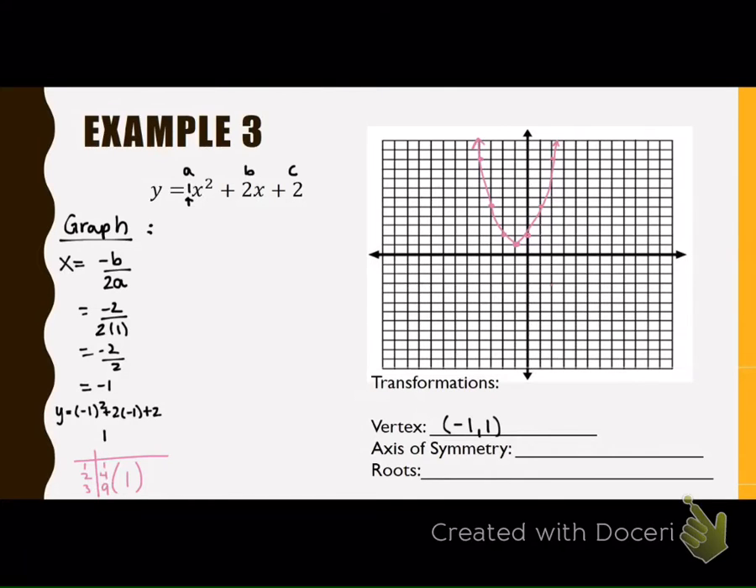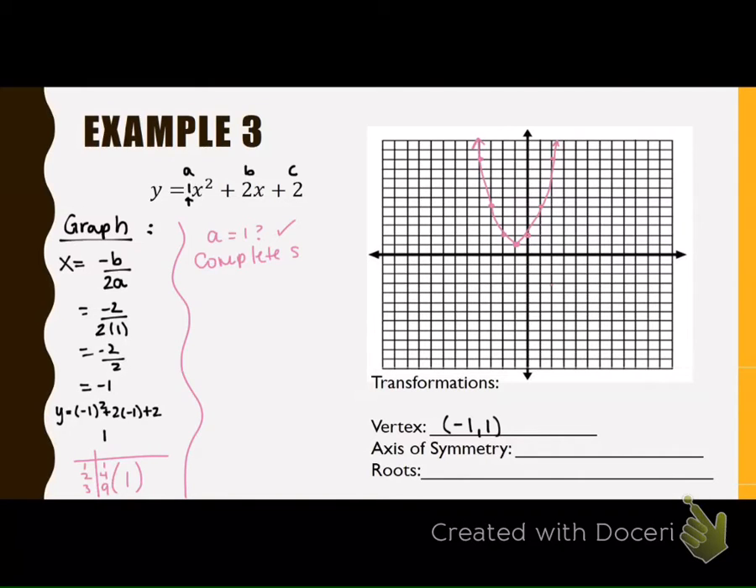All right, so let's just now see if we can complete the square. Is our a value 1? Yes. So we can complete the square like we've been doing. That's what we did on the last page. When you're converting from standard form to vertex form, that's called completing the square. So I'm going to rewrite my problem here, and we're going to see if our vertex form equation matches our standard form equation.